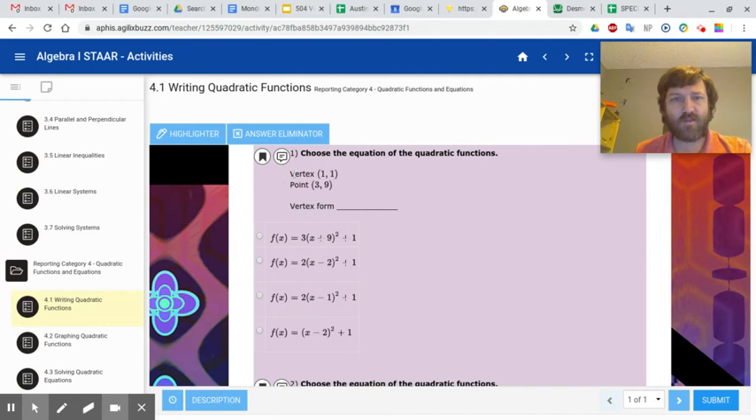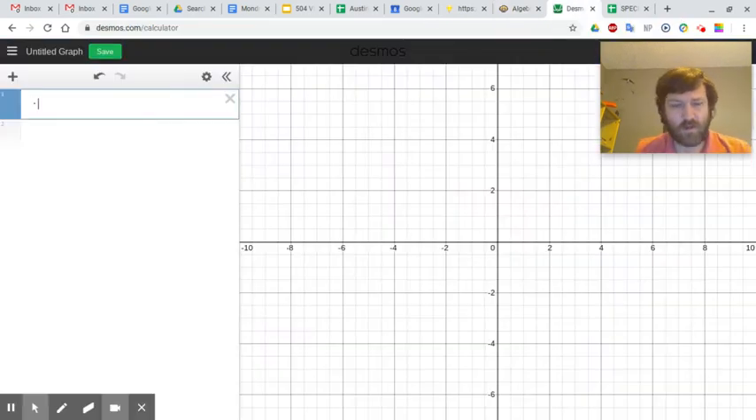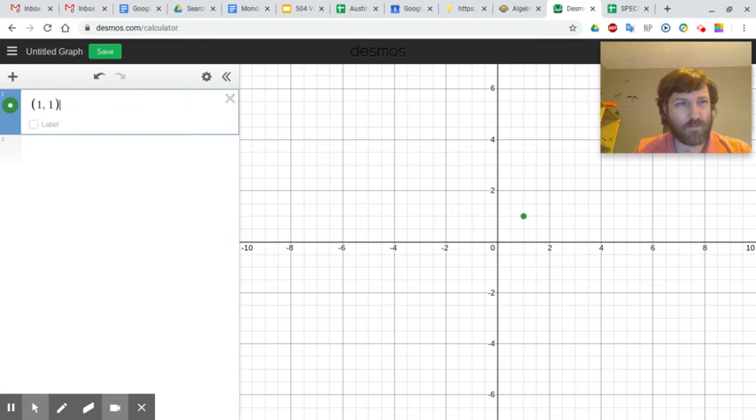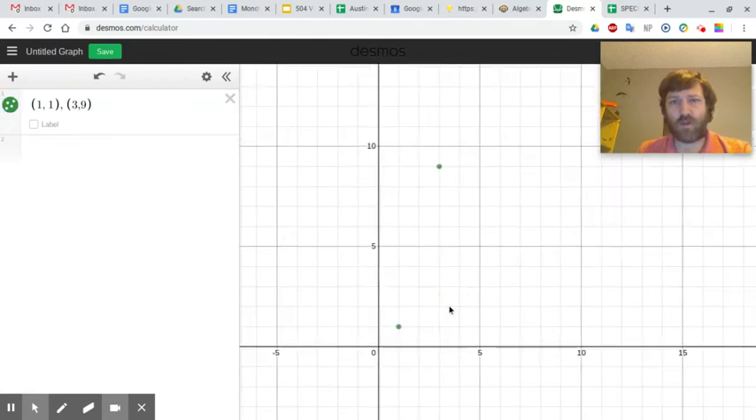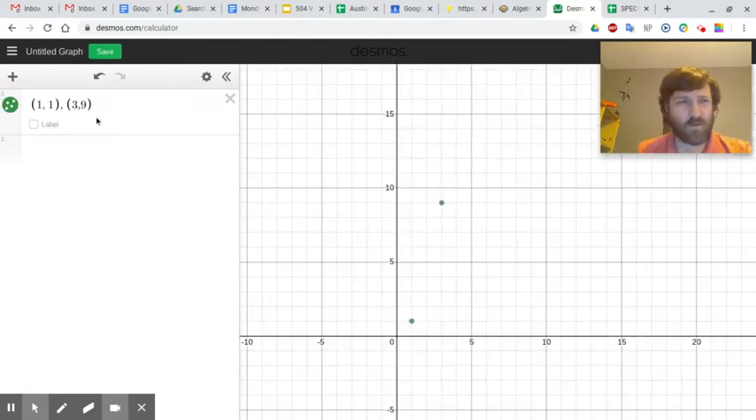They tell us they have a vertex at (1, 1) and just some point at (3, 9). So that point (3, 9) needs to be on the graph. Let's go ahead and put those points in here: (1, 1), and (3, 9). What's cool is that I can put more than one point in one line like that. Notice I just put a comma between them and it has both of those points there.